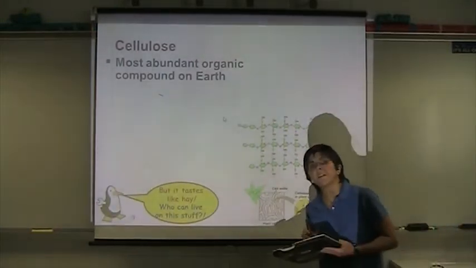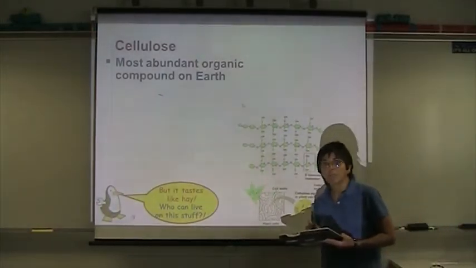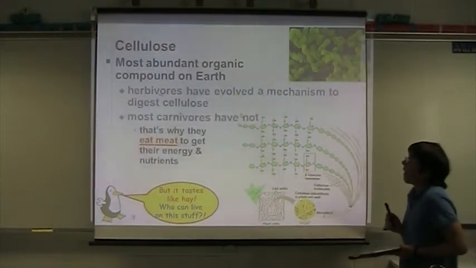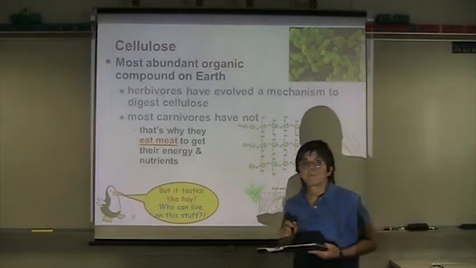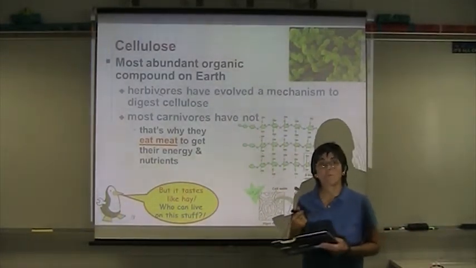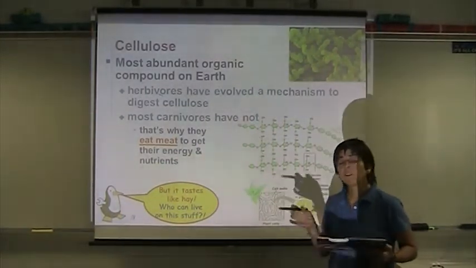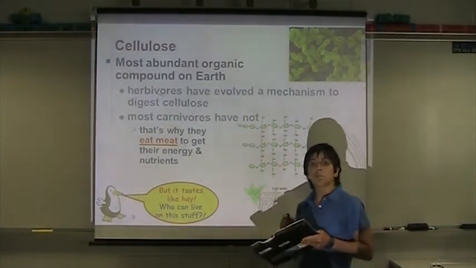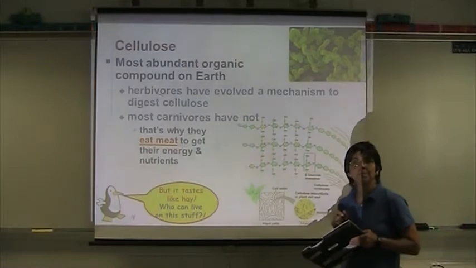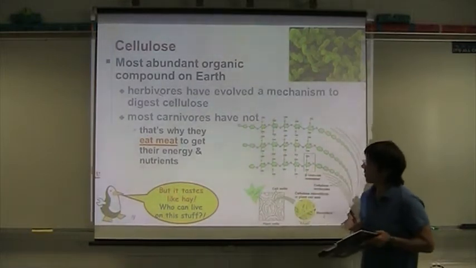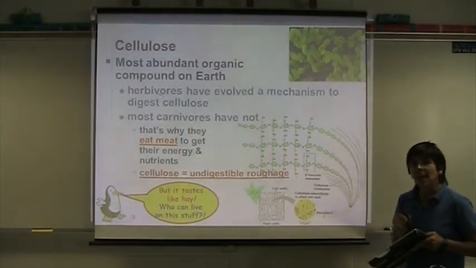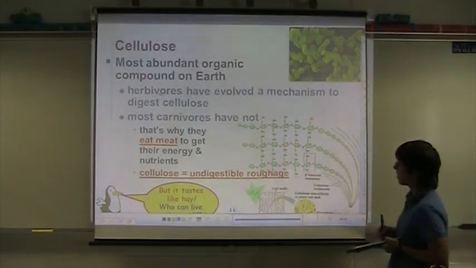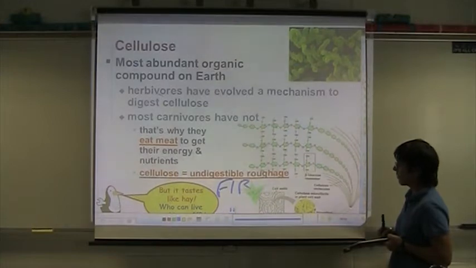Cellulose is the most abundant compound on Earth. Think of trees, plants, it's all cellulose. Herbivores do not have the enzymes, just like I don't and you don't. We don't have the enzymes to digest the cellulose, the cell wall of plants. Not at all. It's undigestible roughage, or in more fancy terminology, fiber.